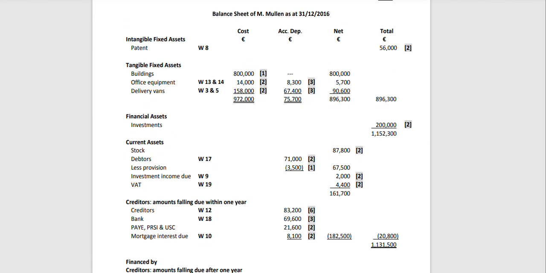Balance sheet, we did a patent note, intangible asset, 56,000. We revalued the building, so 800,000, no depreciation, 800,000. Office equipment, we did a note, a couple of notes, 14,000 cost, accumulated depreciation we have in our notes. Delivery vans, same thing, we did a note. Investments, straight from the trial balance.